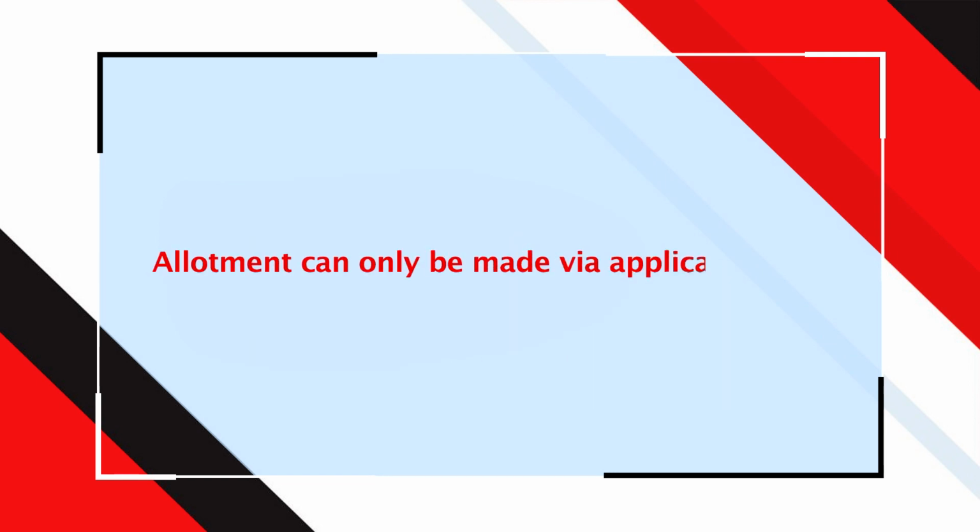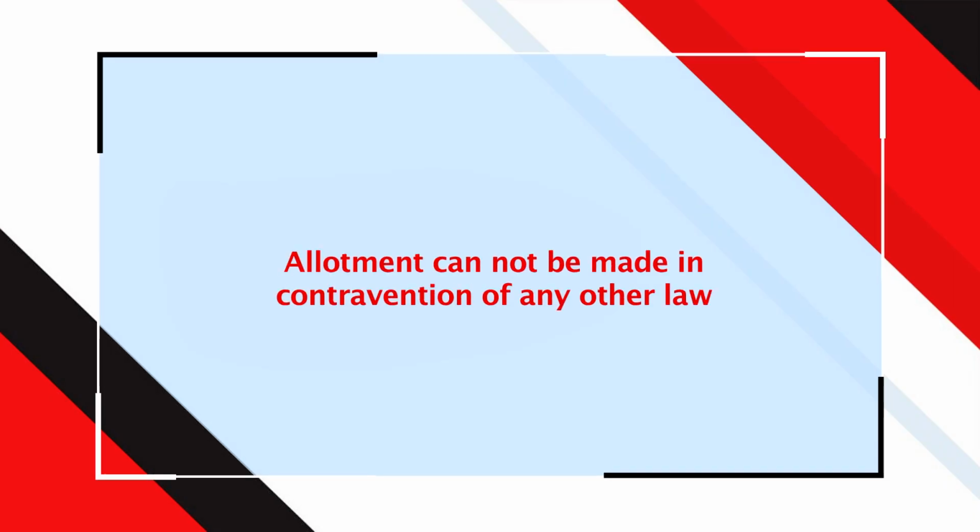The fifth principle is that allotment can only be made via application. A valid allotment cannot be made on an oral request. A person should agree in writing to become a member of a company. Number 6. Allotment cannot be made in contravention of any other law. Hence, if shares are allotted on an application of a minor, such allotment is void.